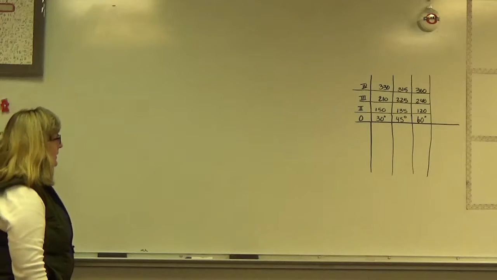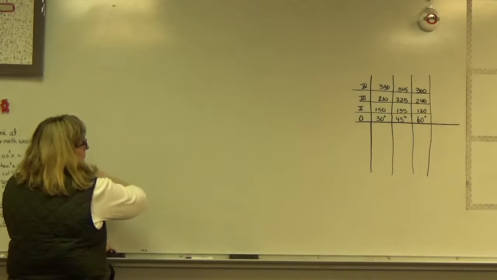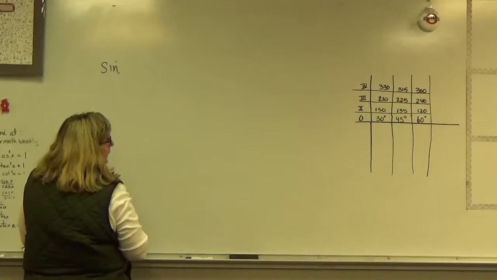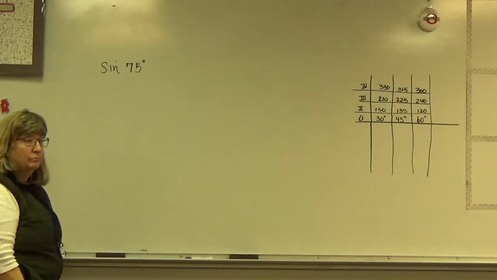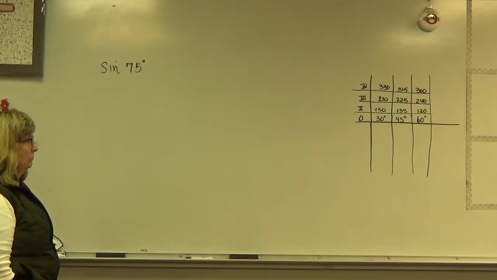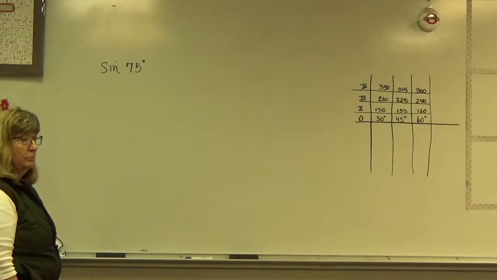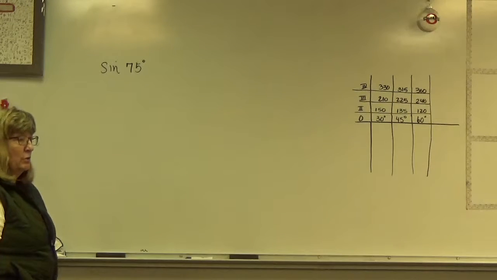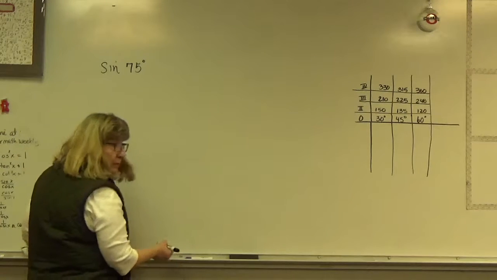Let's think of another angle. Let's say I want to find the sine of 75 degrees. Somebody tell me a way I can get 75. 30 plus 45. I agree. We've used 30 and 45 and 60, so I want something different this time. 300 minus 225. There's one. Is everybody okay with that one?